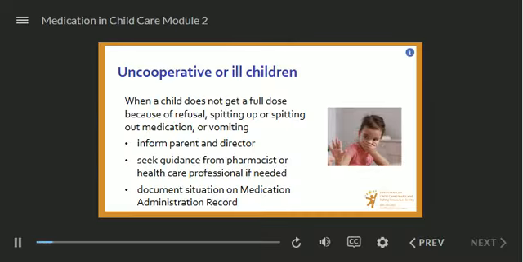If a child does not receive a full dose of medication because they refuse, spit up or spit out the medication, or vomit after receiving the medication, it is usually not possible to determine exactly how much medication has been absorbed into the child's body. If this happens, inform the parent and director. Seek guidance from a healthcare provider or pharmacist if there is any question about whether the child should receive an additional dose. Document the situation on the medication administration record.